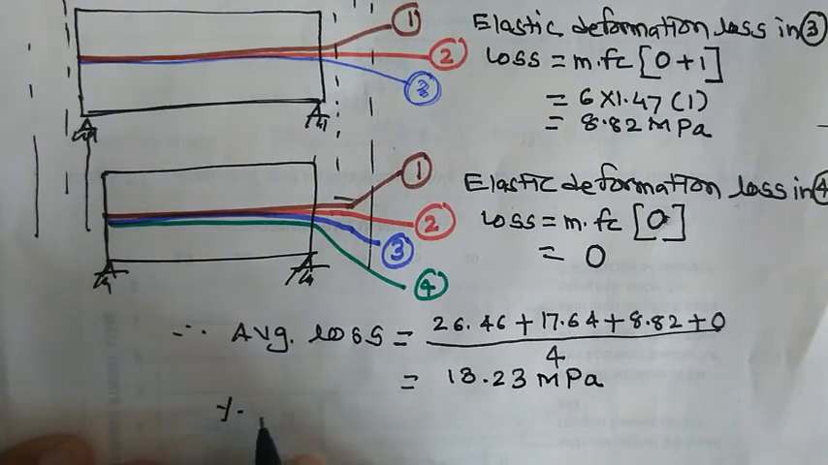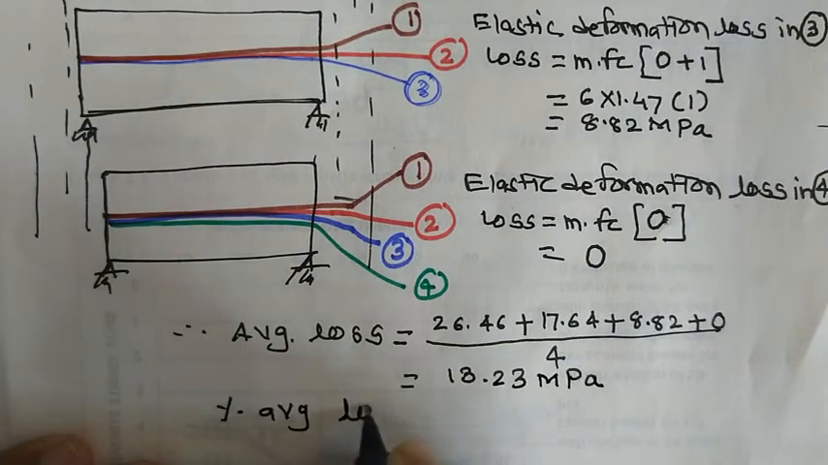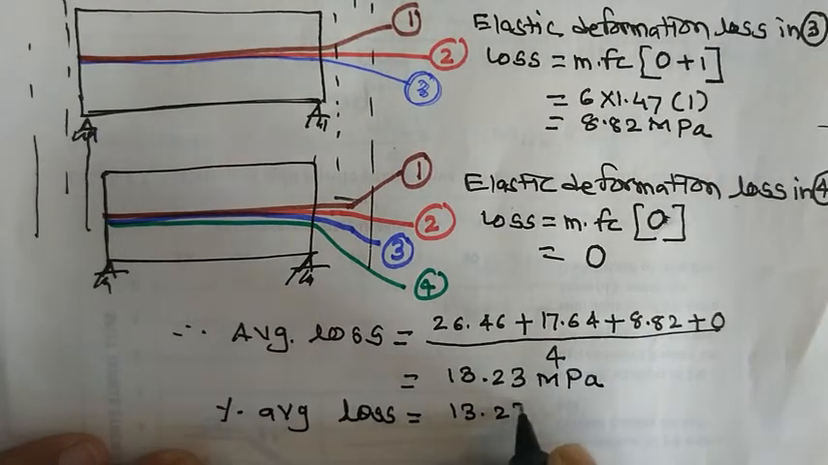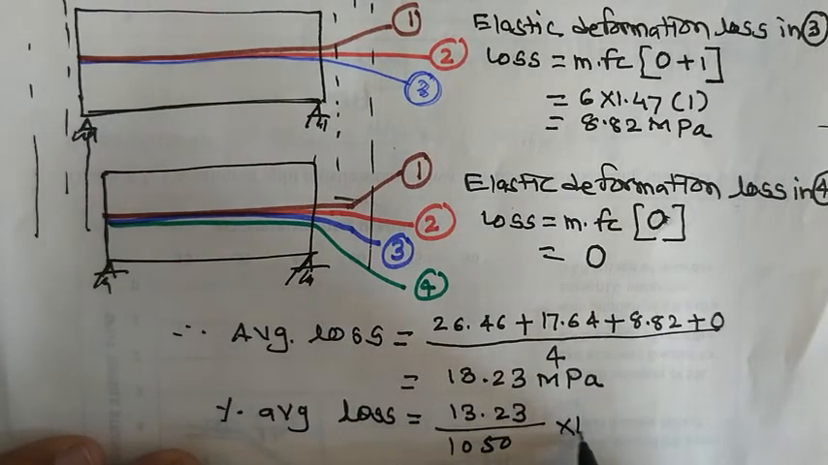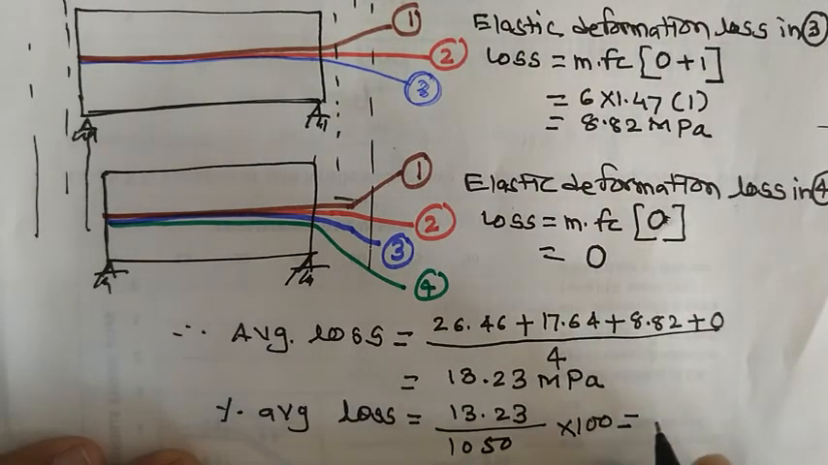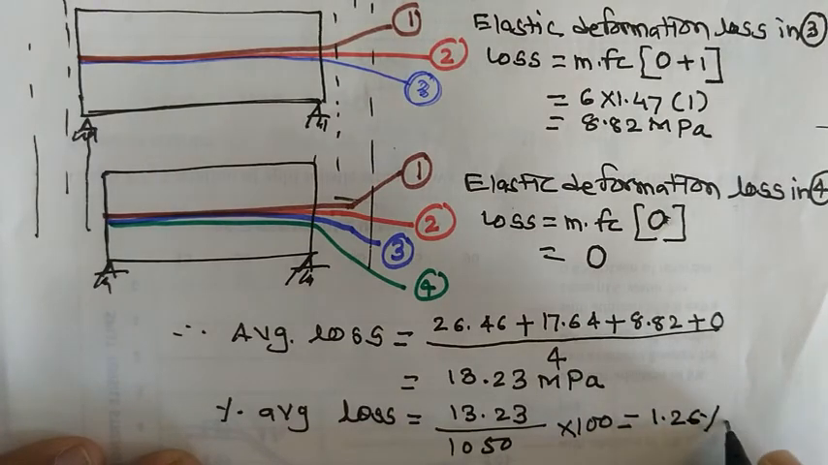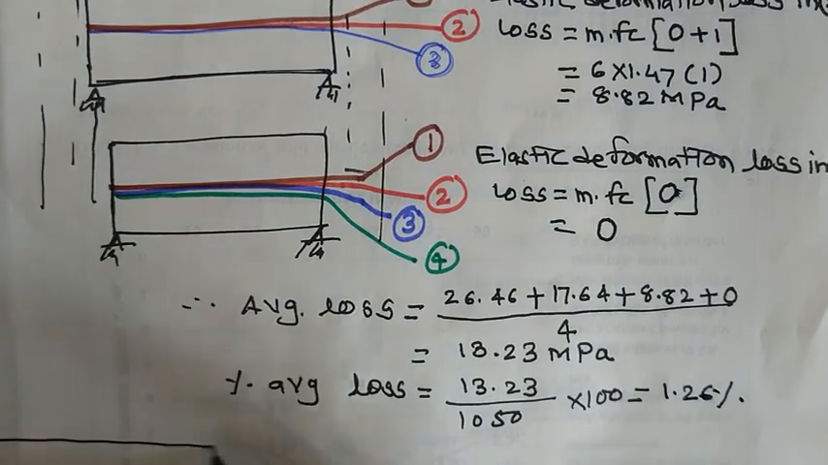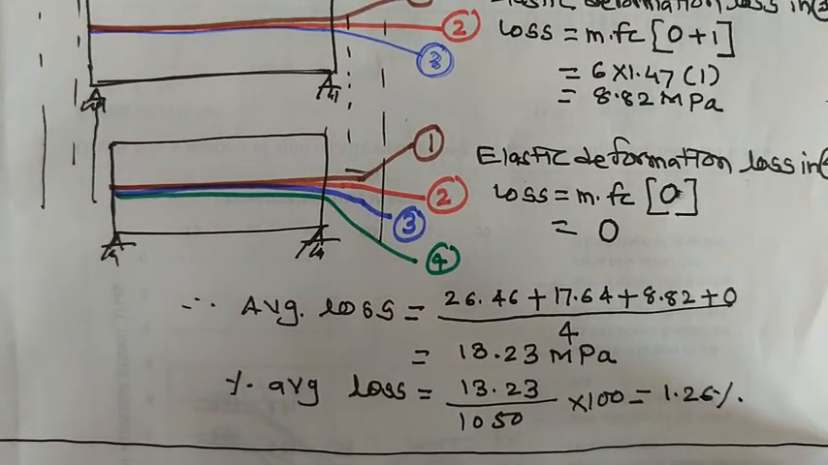So finally, the average percentage loss is the total loss 13.23 divided by the initial prestress 1050, multiplied by 100. So it is 1.26 percent, the average percentage loss. This is the completion of this problem.